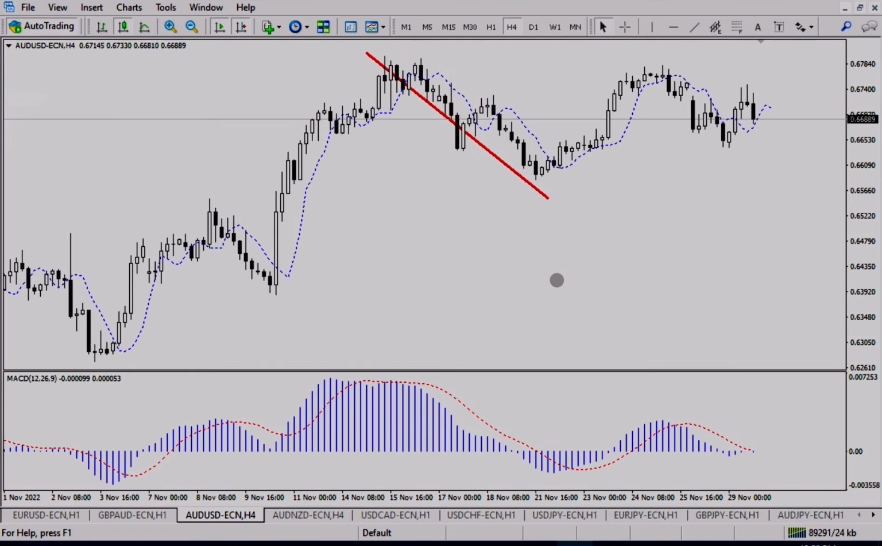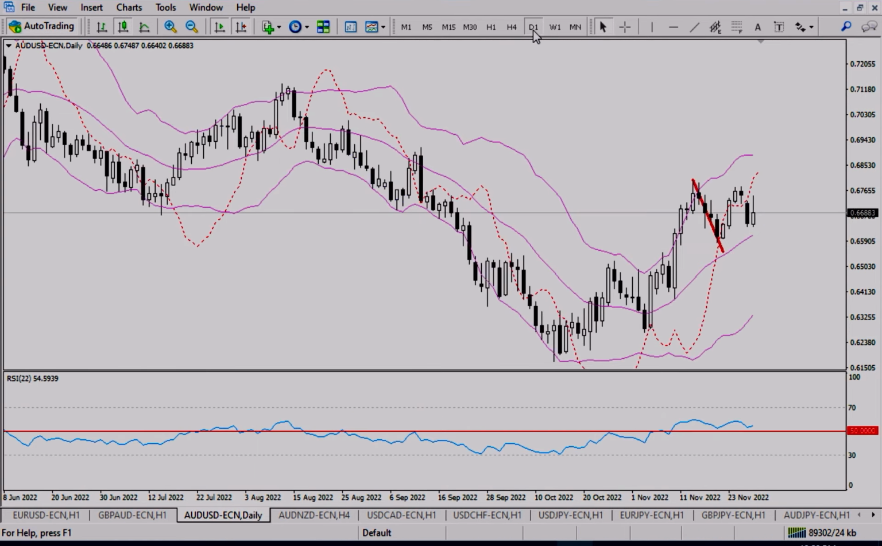Hi fellow traders, I'm making this video to show you my multi-time frame analysis for AUD USD. So I'm going to start with the daily time frame, and here are a few indicators. We are going to ignore many of them, and I'm going to consider only one indicator on the daily time frame, which is Bollinger Band.